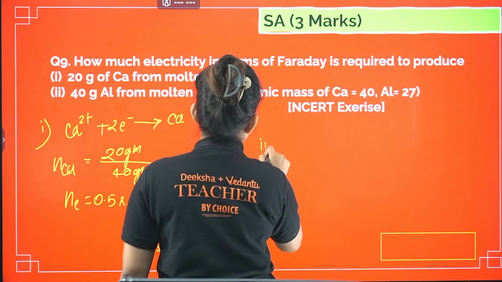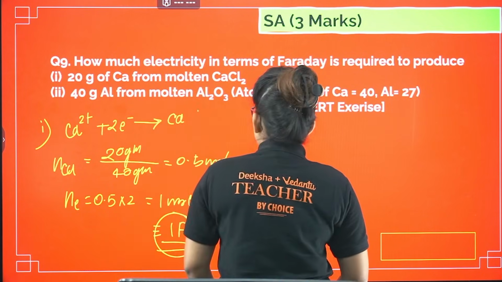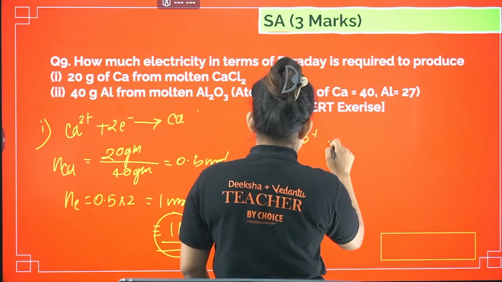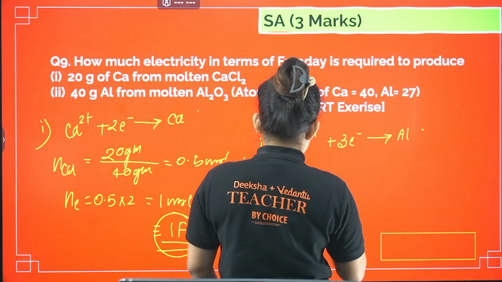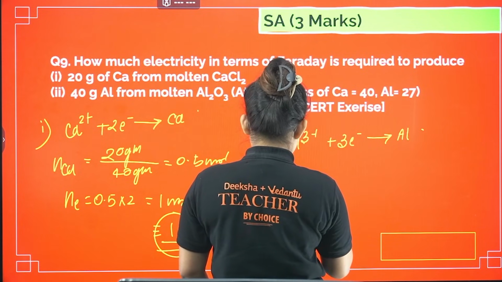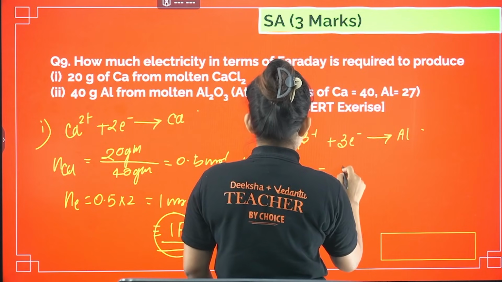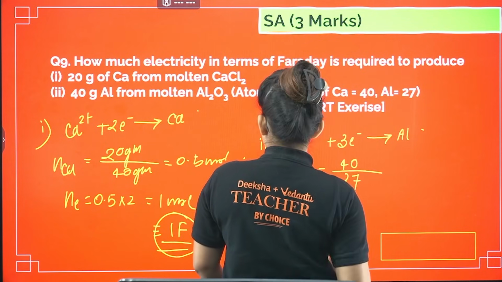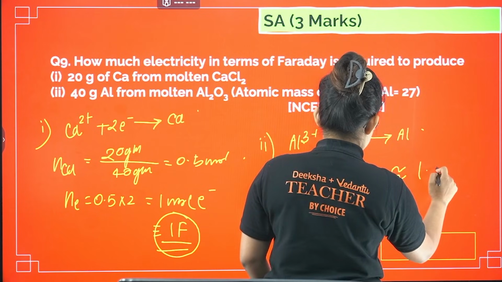That is the answer. Okay, so 1 Faraday you need. Next, number 2. I am having Al2O3, means Al3+, right? So Al3+ plus 3 electrons will give you aluminium, right? From here, the number of moles of aluminium, again in the same way we will do. 40 gram is given, divided by 27. Okay, so if you do it, you will get something like 1.48.